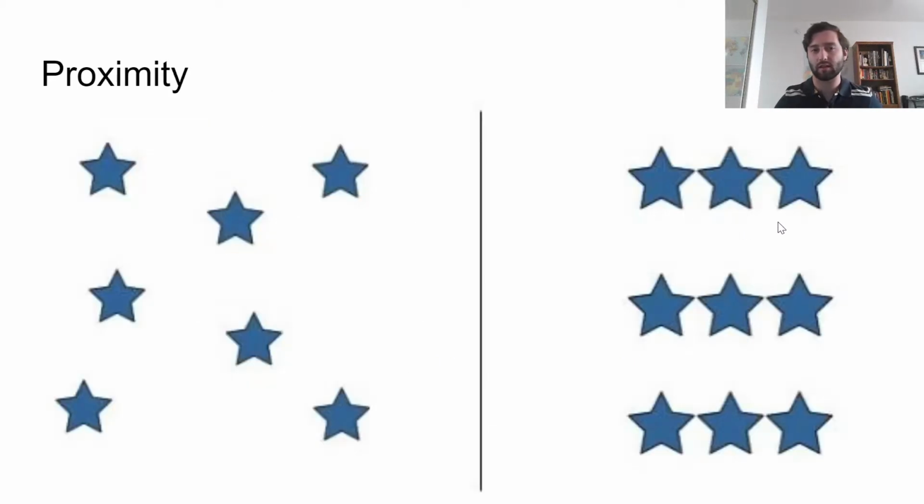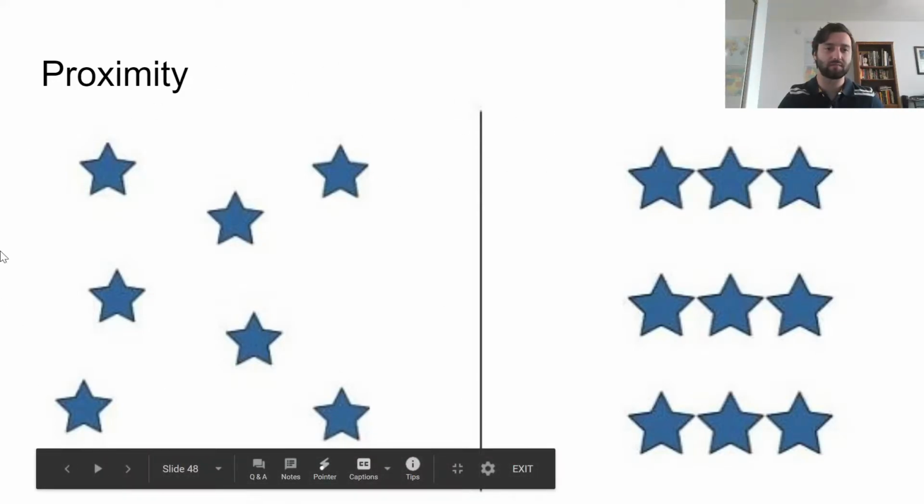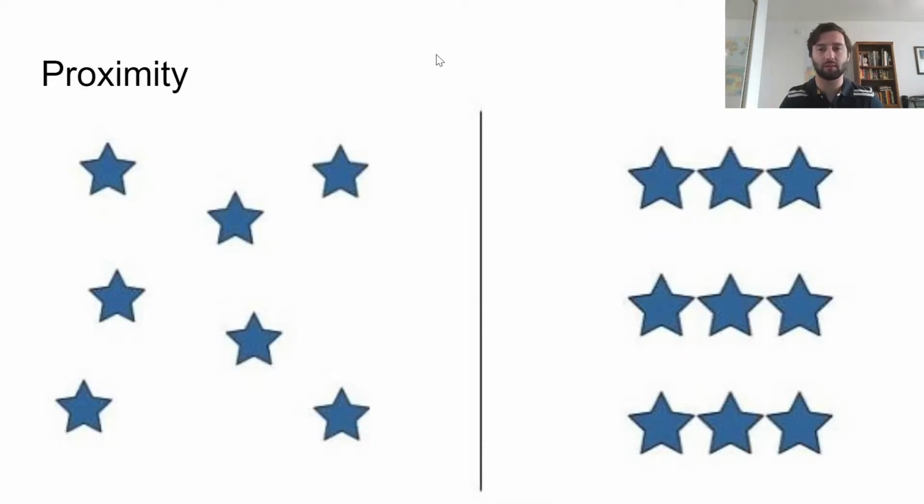We put things together. So our first one is proximity. So if I asked you, how many groups are there in this image here on the left? Right, what would you say? I'll give you a moment to think about it.